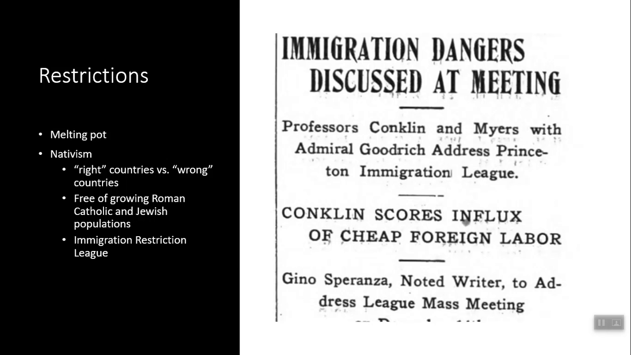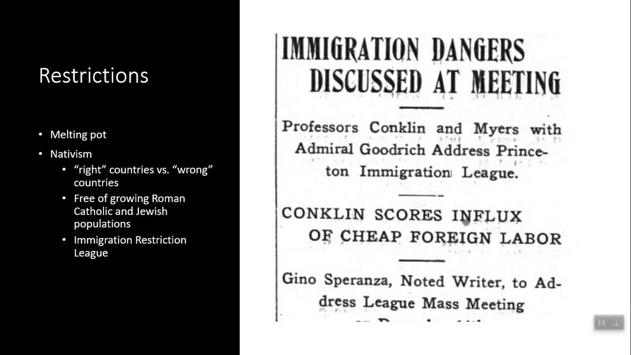Now, there were people that were really concerned about these immigrants not assimilating well enough and not necessarily becoming a part of the United States. And so we see a rise of nativism. Those are native-born Americans, so not Native Americans, but native-born Americans who were concerned that immigrants were coming from the wrong countries. Countries like Italy and Russia and China.